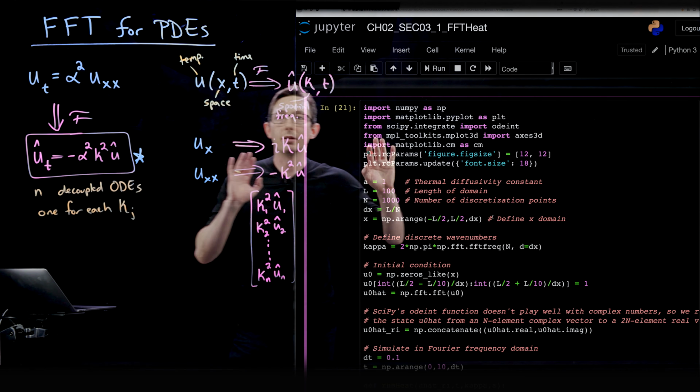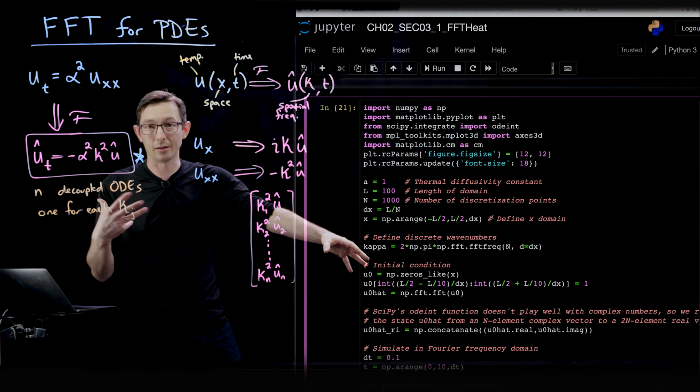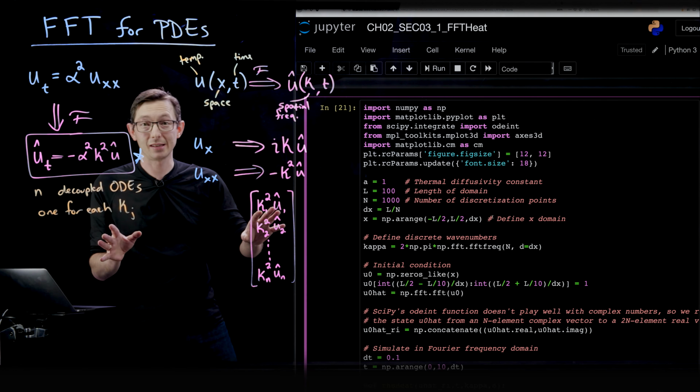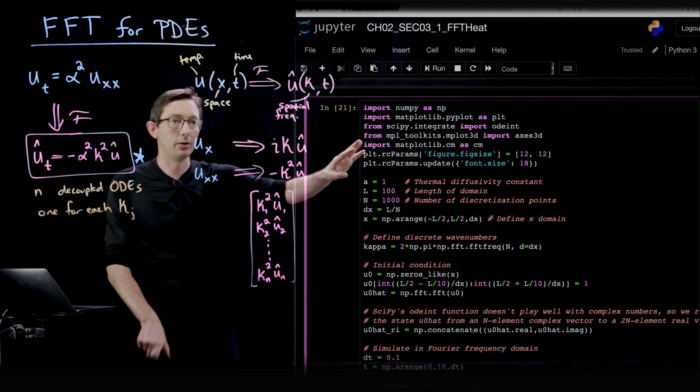And I'm going to point out that the majority of this code is actually initializing the domain and the problem. It's actually really simple to simulate this, and then a lot of it is for plotting. So I'll just walk you through this whole code here.